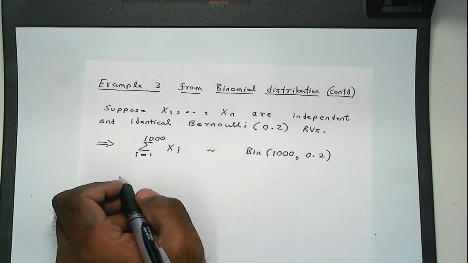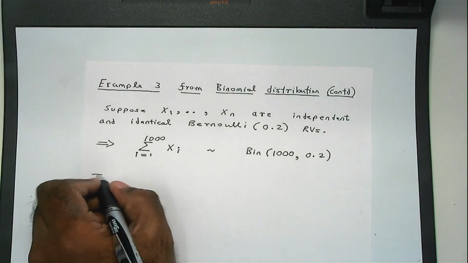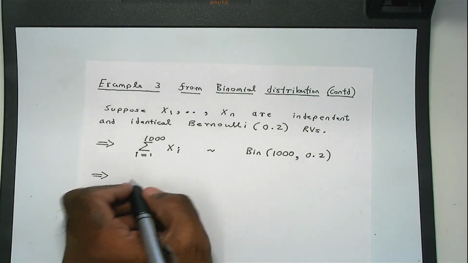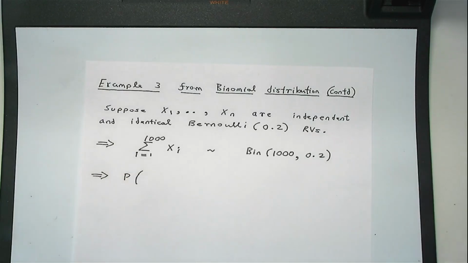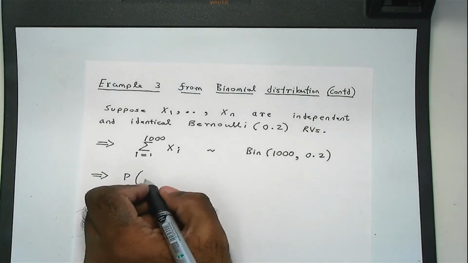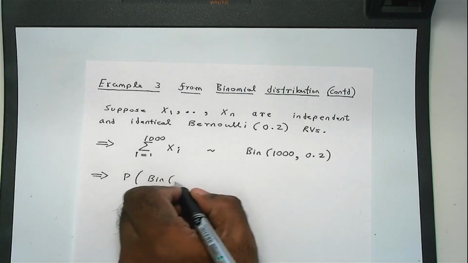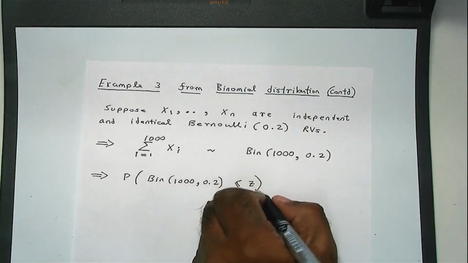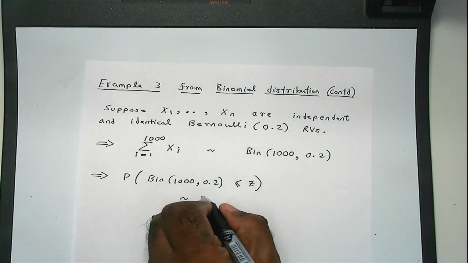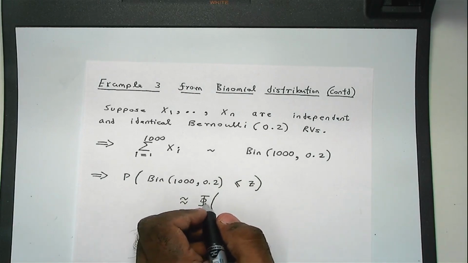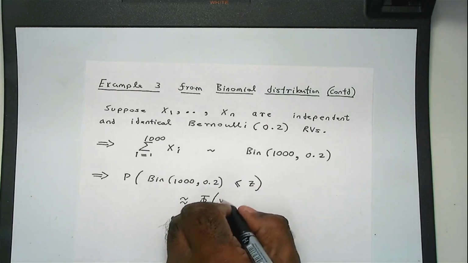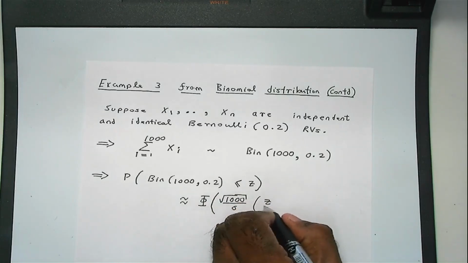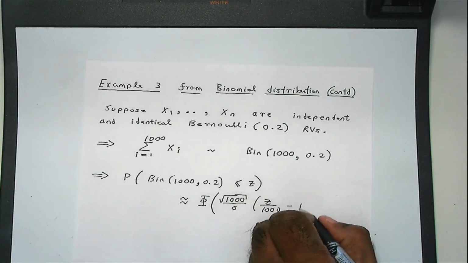So what this means is the following: using the result that I proved in the previous slide, we can say that the probability of a binomial variable with parameters 1000 and 0.2 being less than or equal to z is approximately phi of, where n is in this case 1000, divided by sigma times z divided by n minus mu, right?